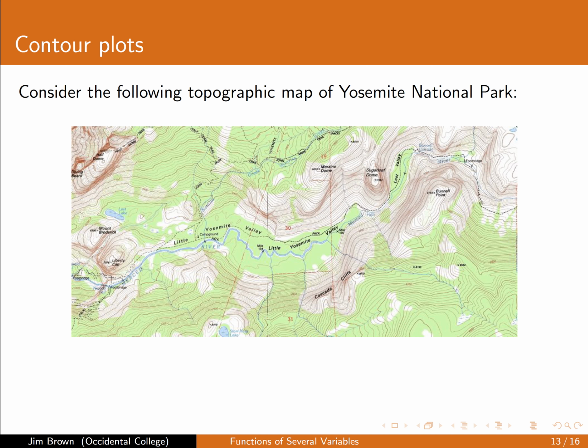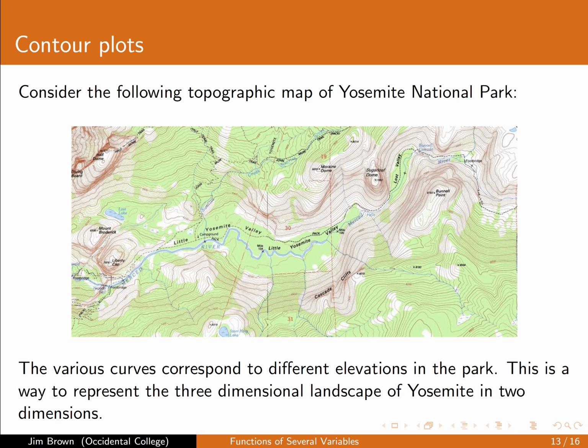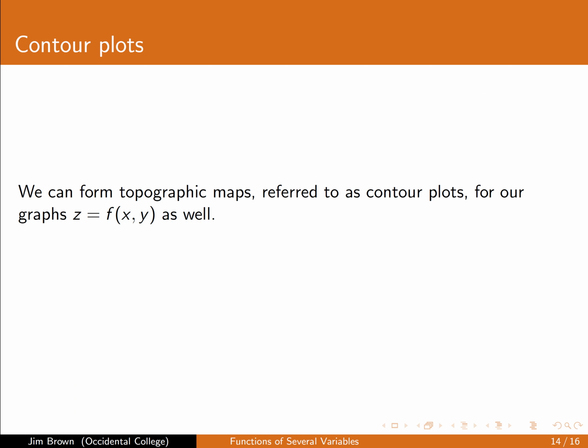And so we can generalize this. Basically this is a way that we're able to take the different elevations in Yosemite Park and illustrate those on a 2-dimensional picture here. So we want to do the same thing with our graphs in 3-space. We refer to these, rather than as topographic maps, as contour plots.